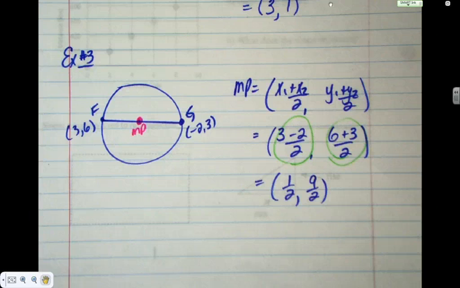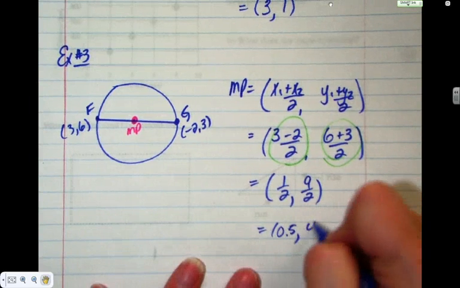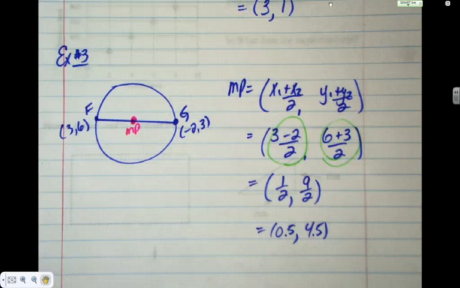Can we divide them by 2 evenly? So can I divide 1 by 2 and 9 by 2? How can I divide them evenly? Yeah, this is 0.5 and 4.5. That's the location. It's half a unit over, 4.5 units up. So if you can't divide, no big deal. It just means it's in between boxes.